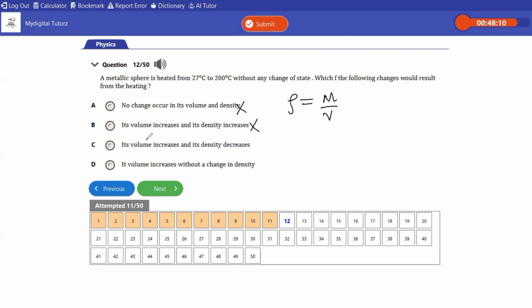This is wrong. Option C says its volume increases and density decreases. This is correct from my explanation. I hope we are together. So that's to say our correct option here is option C.